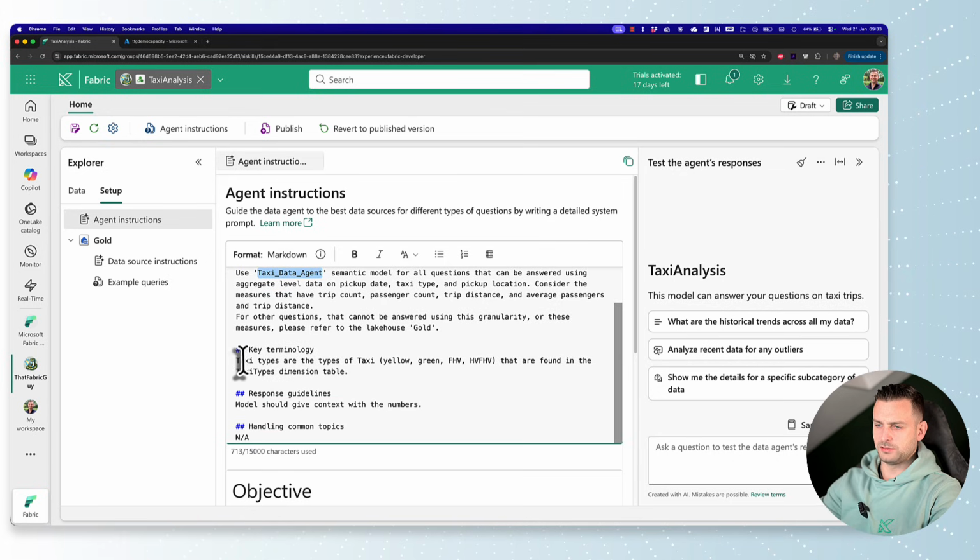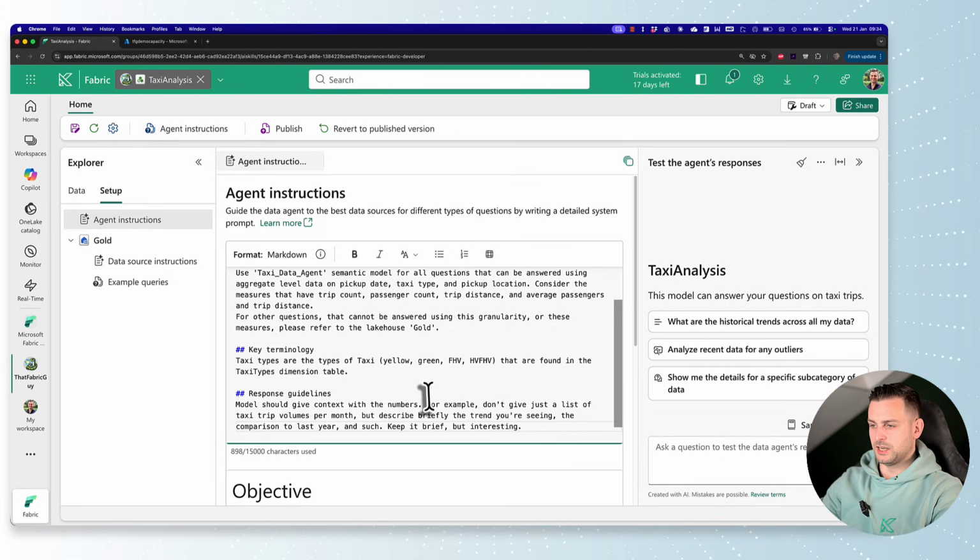In terminology, I've entered that the taxi types are the types of taxi, yellow, green, for hire vehicle, high volume for hire vehicle, and so on, that are found in the taxi types dimension, because when I was testing this, the model did not understand my questions about taxi types, and it was not referring to the taxi types dimension for whatever reason. And I tell the model to give context with the numbers. For example, I will just type it in here.